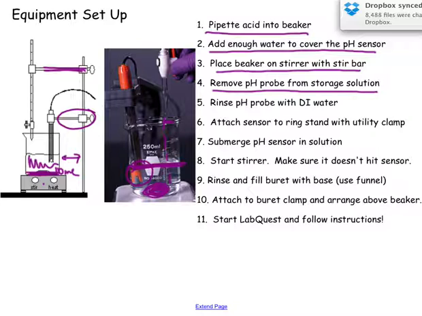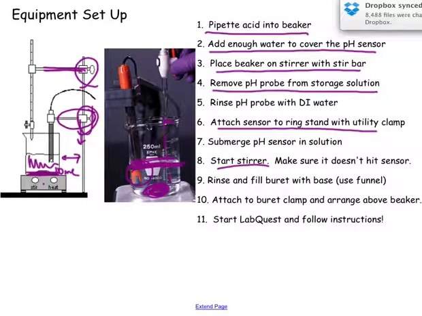Then you're going to want to rinse it really quick with your DI water to make sure to get all the salt solution off of it. And then put the sensor into the solution. If the solution isn't high enough, you can either drop the utility clamp down a little bit. This stuff you can move to fit appropriate heights. Or you can add a little more water. Either way, you've got to get that sensor submerged.